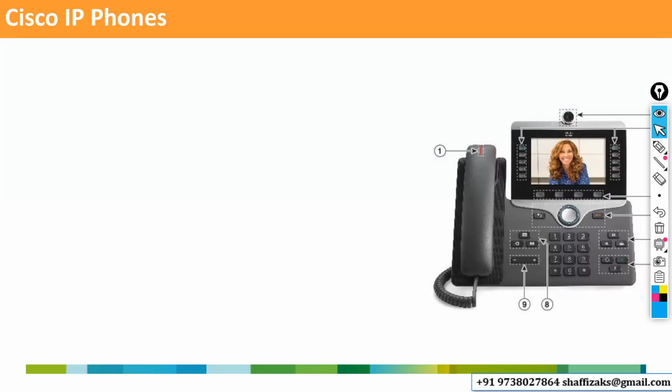In some models, like the 79 series, this is the LCD screen but the buttons are only on the right side. On the left side we don't have any buttons. But in the 78 or 88 models, we get buttons here and here. These are called line buttons. What is the use of this line button? Now, on a single IP phone, how many DNs can you assign?